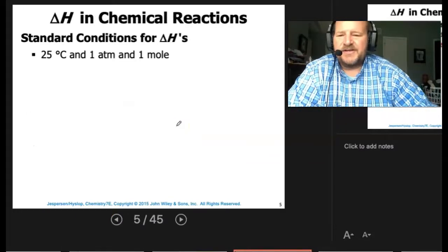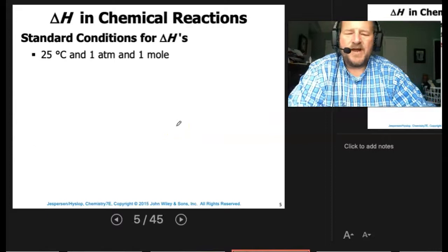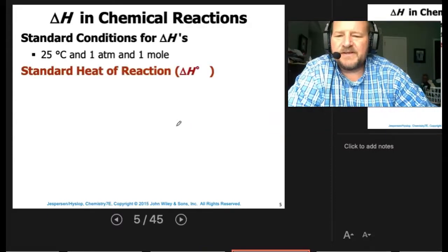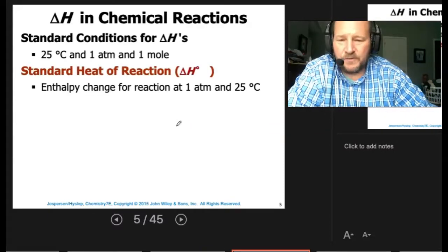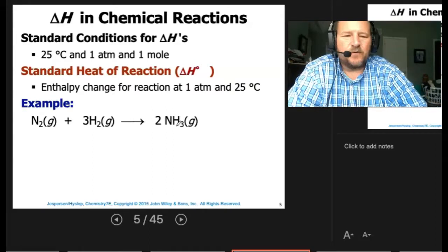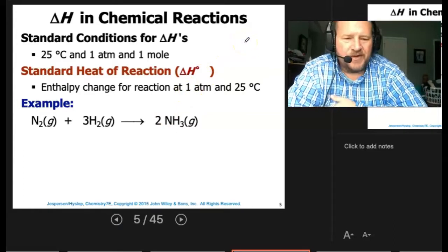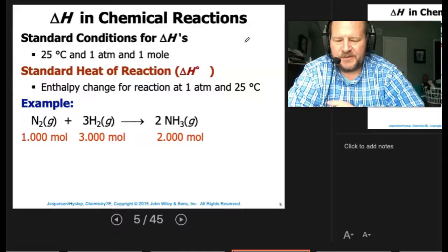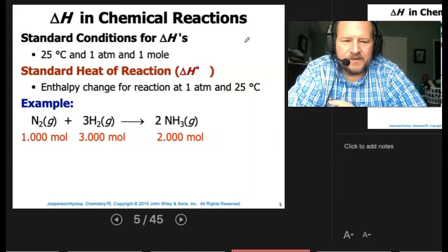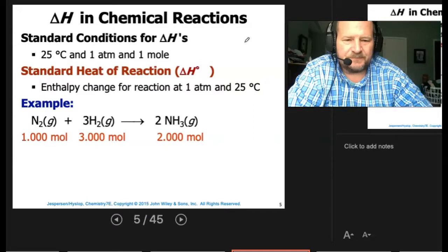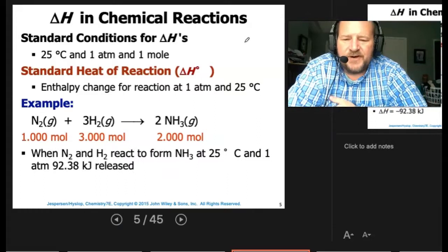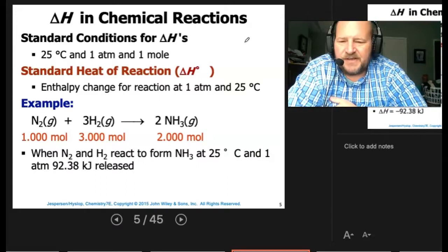All right, so standard conditions, again, are 25 degrees C, 1 atmosphere, 1 mole. So the standard heat of reaction would be the enthalpy change for a reaction at 1 atmosphere and 25 degrees C. So here's a formation equation. We have nitrogen gas plus hydrogen gas forming ammonia gas. And of course, we can see it's 1 mole to 3 moles to produce 2 moles. When N2 and H2 react to form NH3 at 25 degrees C and 1 atmosphere, 92.38 kilojoules is released.